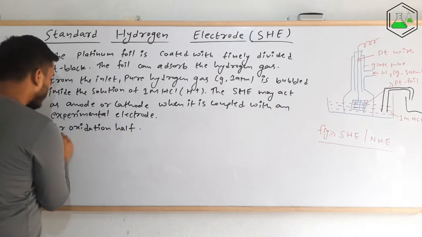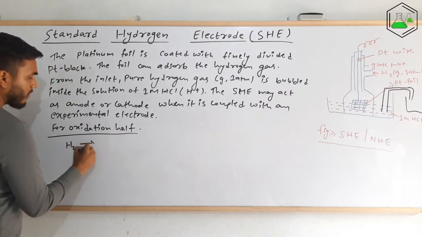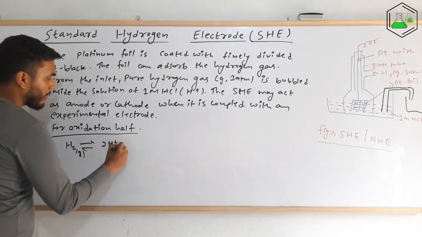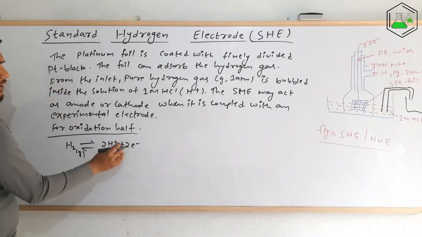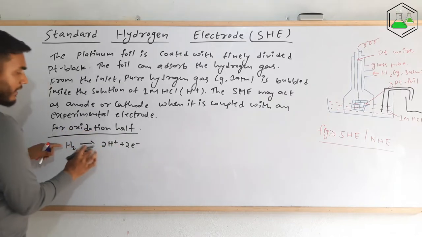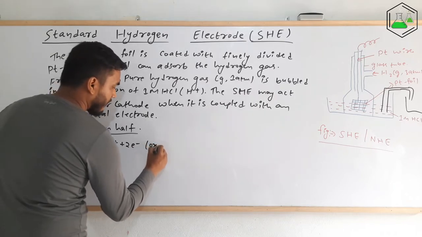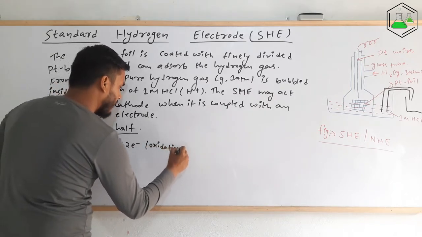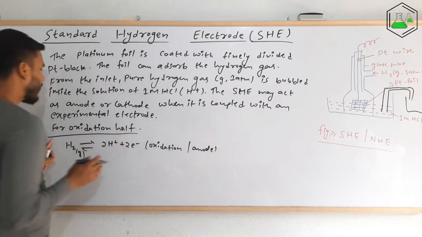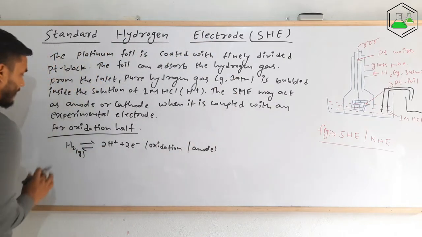For the oxidation half, the reaction follows like this. The hydrogen gas will break and give 2H+ ions plus 2 electrons. Here you can see 2H+ is 2 plus and 2 electrons are 2 minus, so it is balanced to zero. The hydrogen gas is losing electrons, so this is an oxidation reaction, and it happens at the anode. When the standard hydrogen electrode behaves as an anode, this reaction happens.